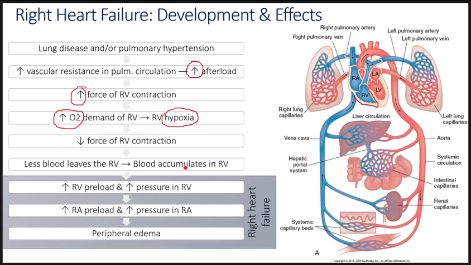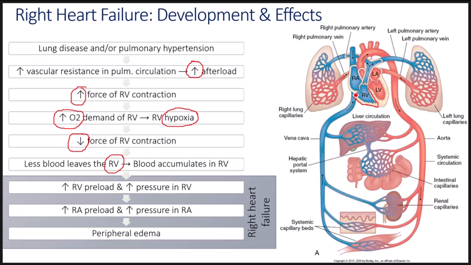The cells work harder, they use up more oxygen, now they're deprived of the normal amount of oxygen that they need for survival. And so in this hypoxic state, the ventricle gives up. Now it can't contract very hard at all. And when it can't contract very hard at all, it means it's not able to pump out the normal amount of blood into the pulmonary circulation, so less blood leaves the right ventricle. If less blood leaves, more blood accumulates.